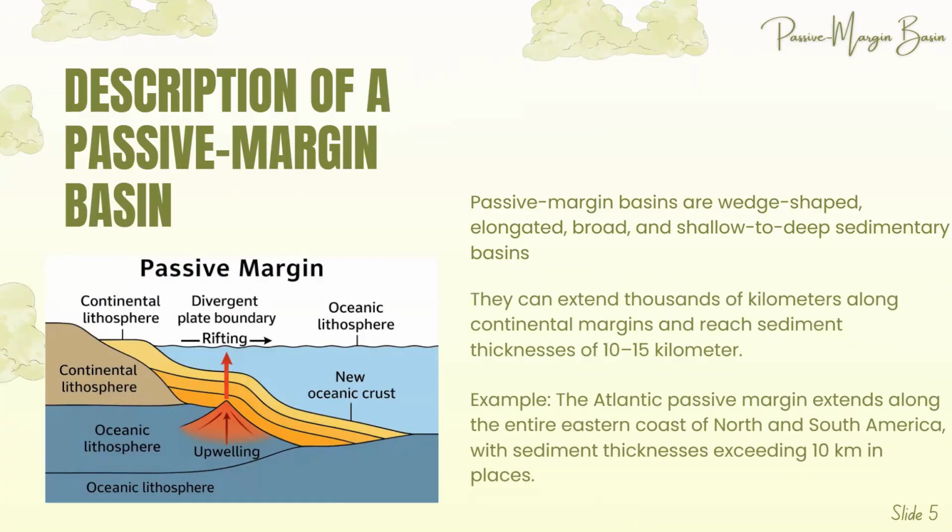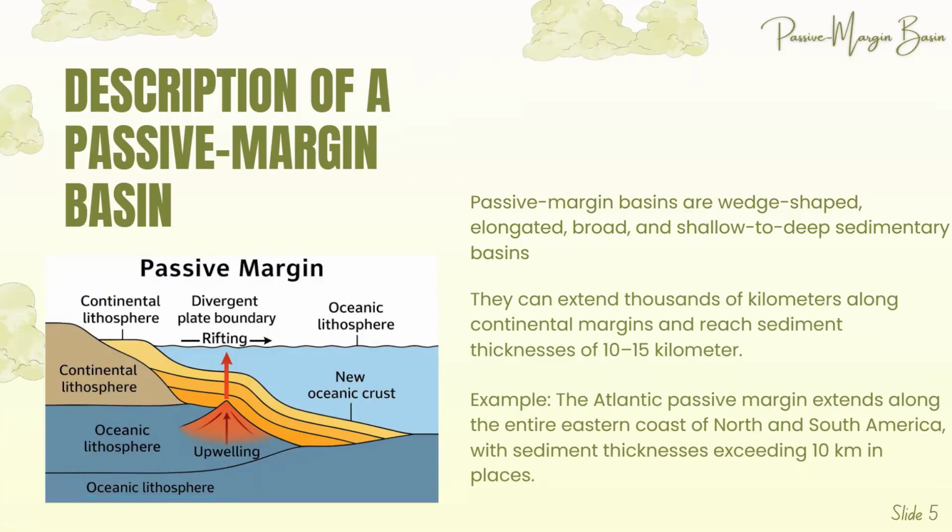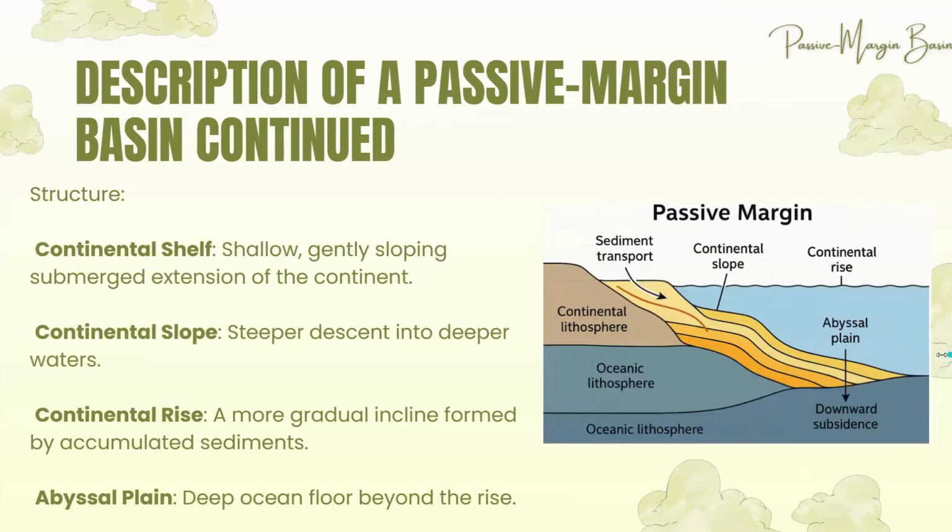Description of basin, size and shape. Passive margin basins are among the largest sedimentary basins on Earth. They can extend thousands of kilometers along continental margins and reach sediment thickness of 10 to 15 kilometers. Shape. These basins typically have a wedge-shaped geometry, thickening seaward due to progressive sediment accumulation.